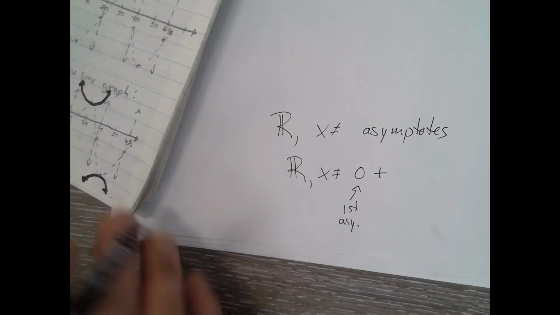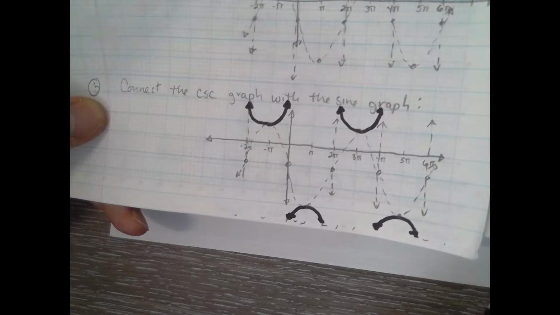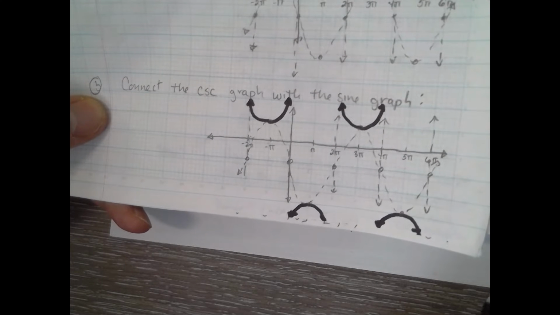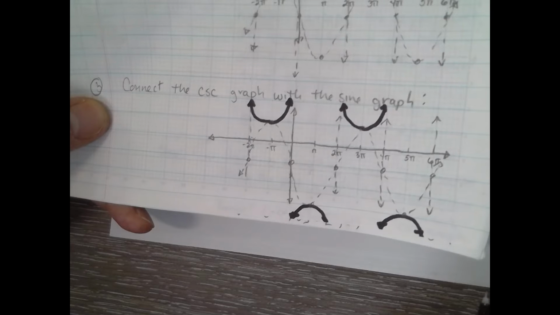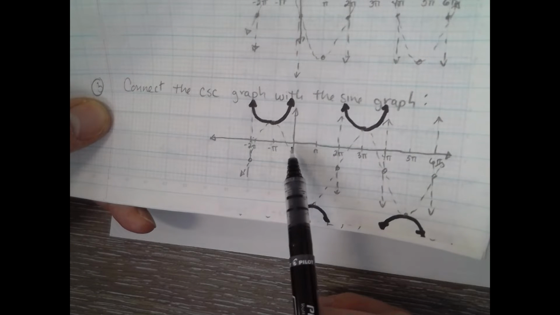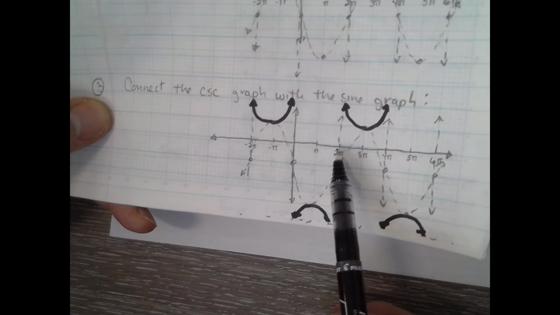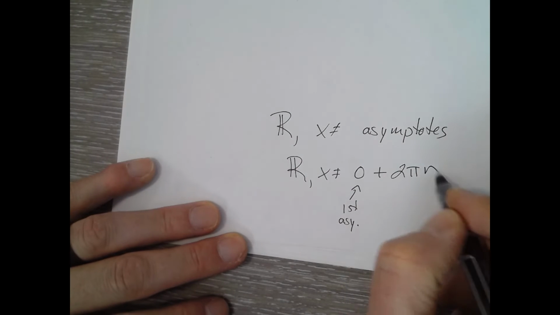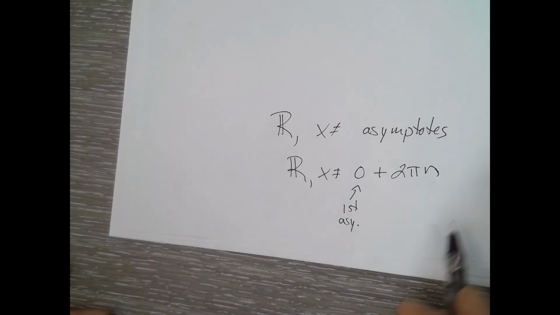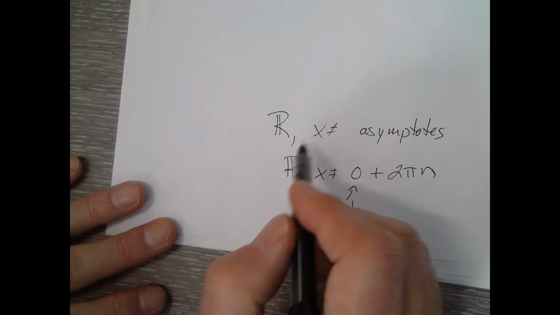And now we have to figure out, how often do these asymptotes occur? Is it every 2 pi? Everybody agree with that? Yeah, so those are the two things to do. Find your first asymptote and figure out how often they occur. This happens every 2 pi, so plus 2 pi n, and n is an integer. This would be our answer, by the way.